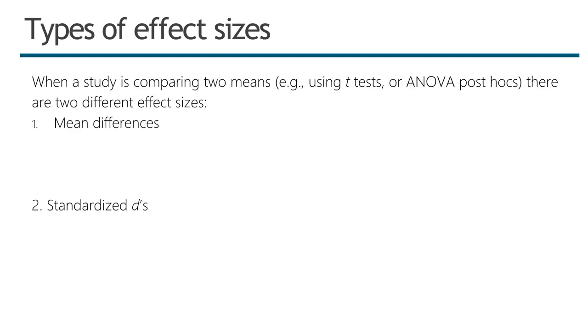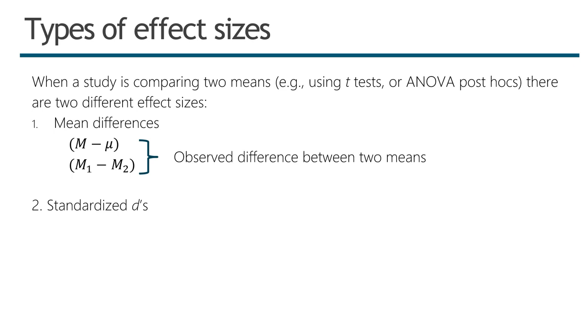When a study is comparing two means, when it's using a t-test or ANOVA post-hoc tests, there are two different effect sizes that are commonly used: the mean difference and the standardized D. Depending on the research situation, the mean difference might be computed as a sample mean minus a population mean, as is reflected by the top term, or the difference between one sample mean and a second sample mean. In either case, the observed mean difference is the difference between two means. Obviously, larger mean differences would reflect larger effect sizes.